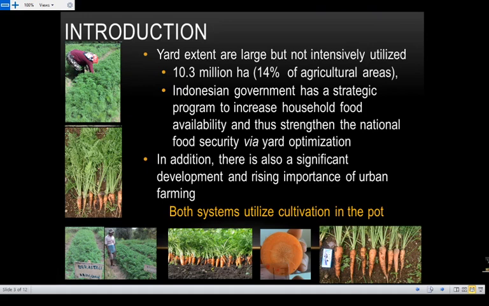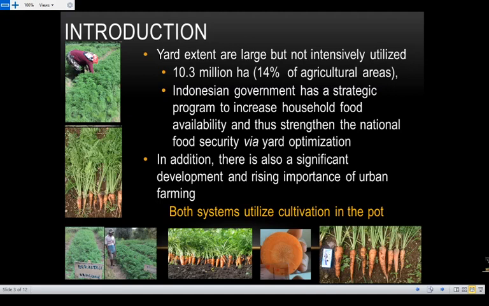The background of our research was due to the fact that Indonesia has large yard area, but they are not intensively utilized. There are about 10.3 million hectares of yard in Indonesia. It's equal to 14% of agricultural areas. Due to this potency, the Indonesian government has a strategic program to increase household food availability and thus strengthen the national food security via yard optimization.